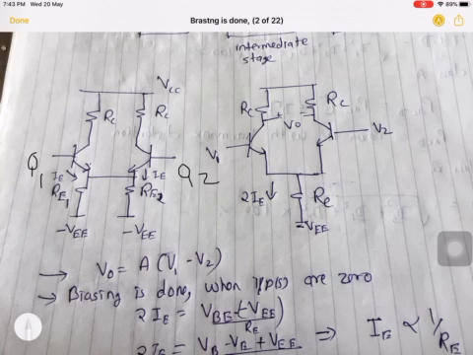In general, if we talk about Q1 and Q2 transistors, ideally these transistors are matched. Matched means they are identical. They have the same beta. They have the same input impedance. They are identical transistors, and they are biased with the same identical resistors. So these are called matched transistors.